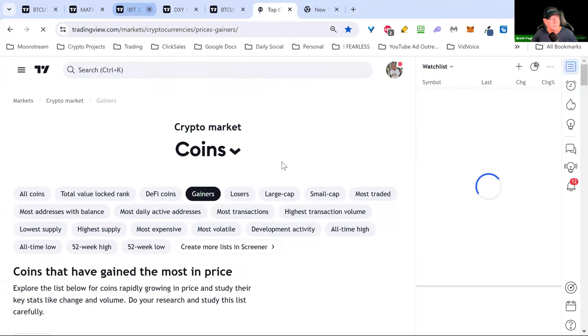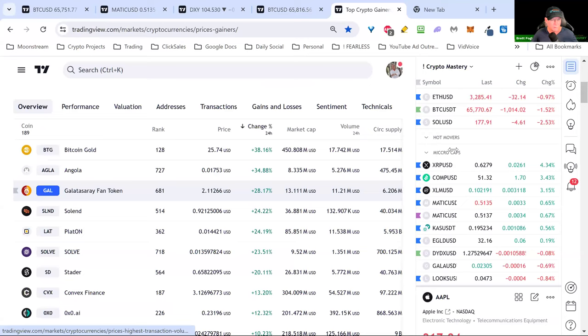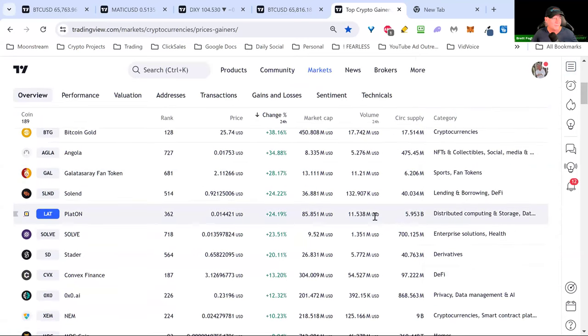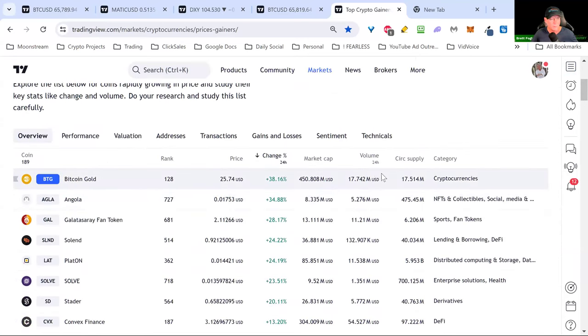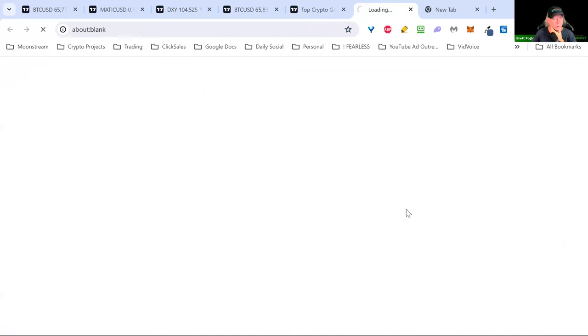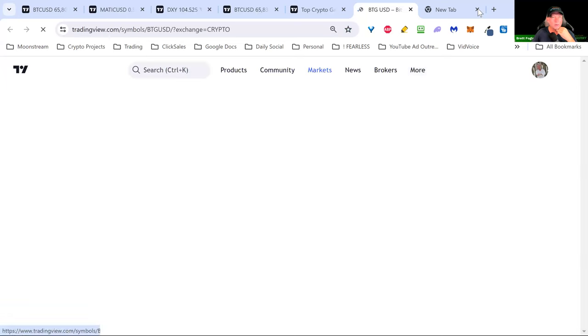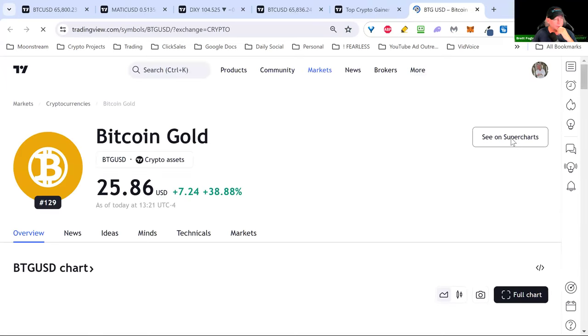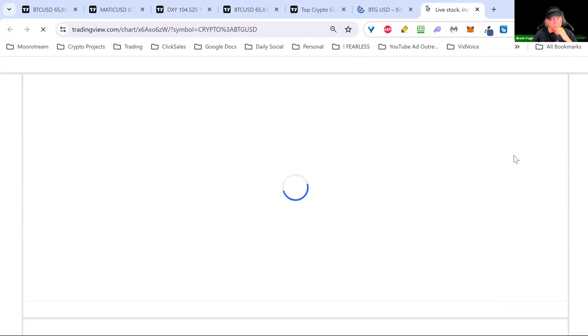Okay, so basically the hot movers for today, Bitcoin Gold. Again, I like to see both a certain amount of volume and market cap. Bitcoin Gold, I don't know that I want to open that. Nobody's talking about it. What is it? It's a crypto, price 25, rank 128. You guys ever heard of Bitcoin Gold? I know of Bitcoin Cash. I've never heard of Bitcoin Gold actually. So we'll see what happens.